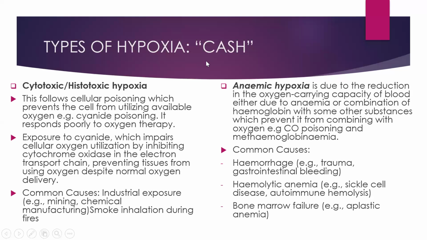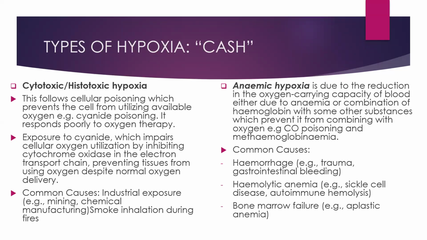So think about cytotoxic hypoxia, and a lot of times this is due to cellular poisoning, for instance, cyanide poisoning. And the reason why it is important for us to differentiate the type of hypoxia is because it will determine the kind of therapy that you give to this patient. Now, ordinary oxygen therapy will not help in terms of cytotoxic hypoxia. You will need something like hyperbaric oxygen.